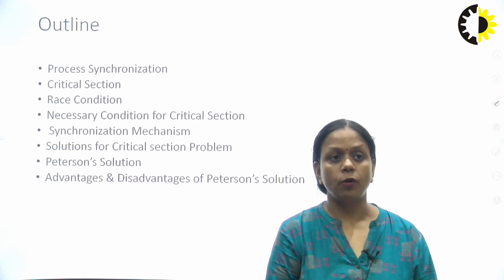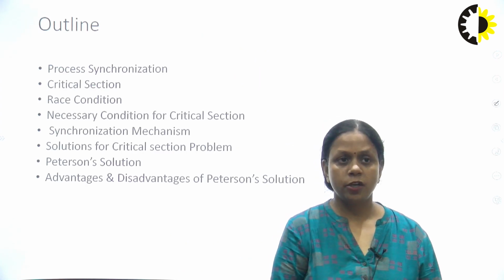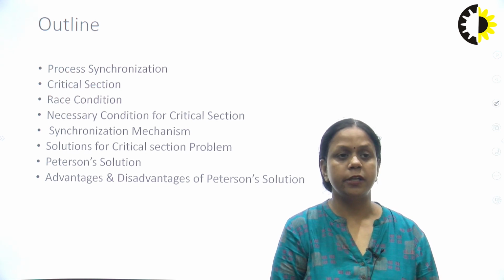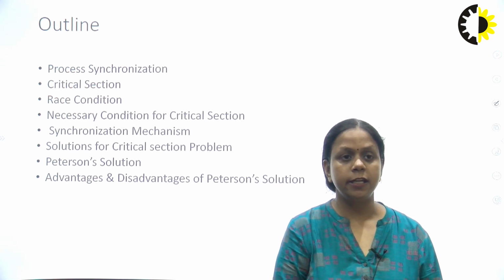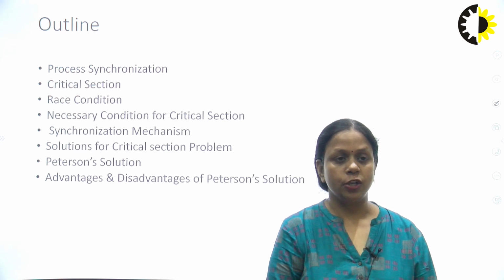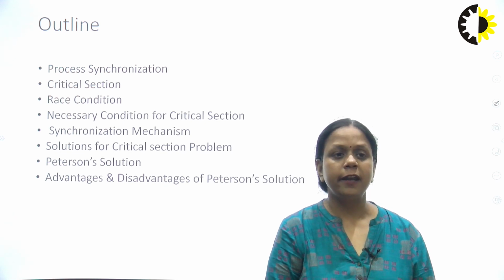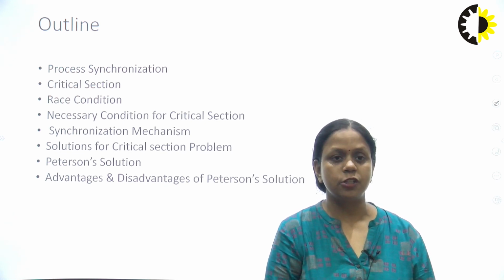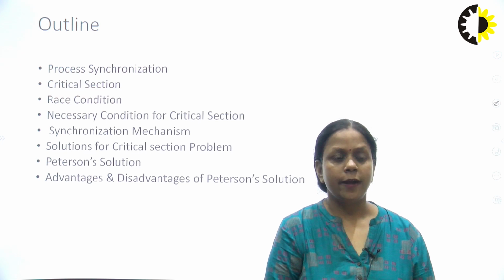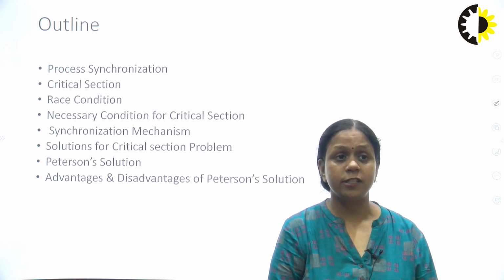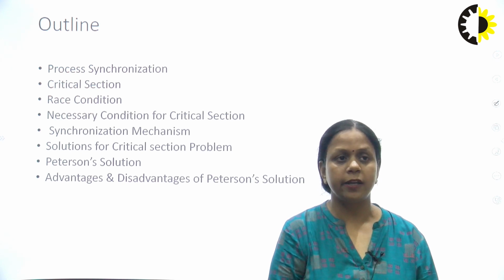These are the main outline of this lecture: process synchronization, critical section, race condition, necessary condition for critical section, synchronization mechanism, solutions for critical section problem, Peterson solution, and then the advantages and disadvantages of Peterson solution. To understand the Peterson solution, firstly we have to understand what is process synchronization and critical section.